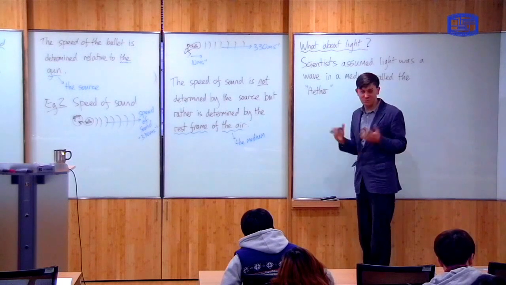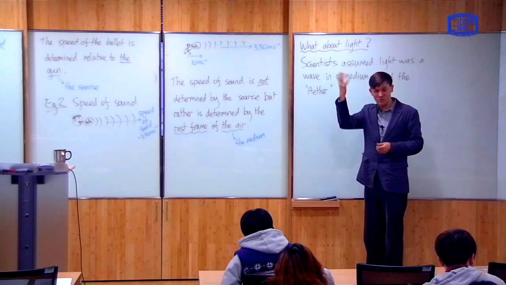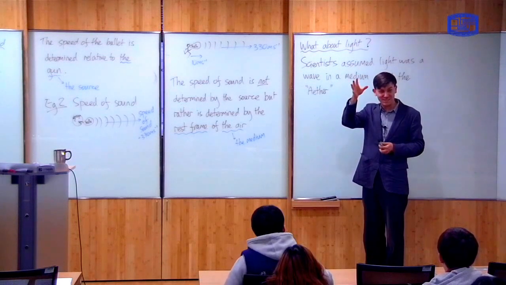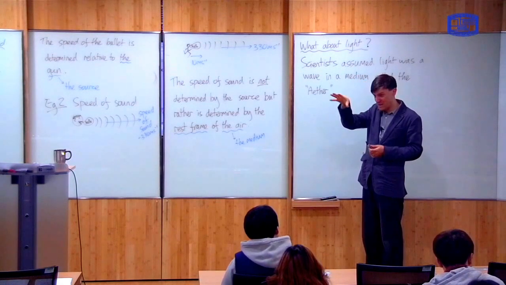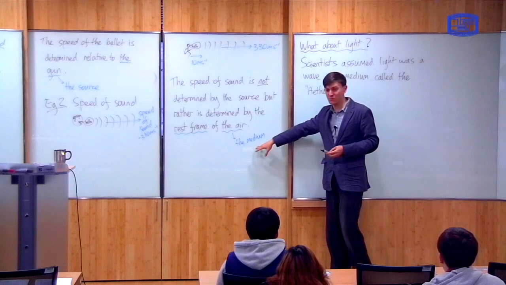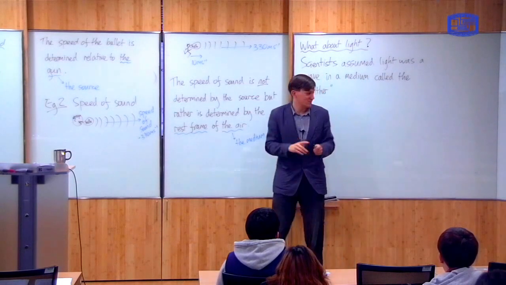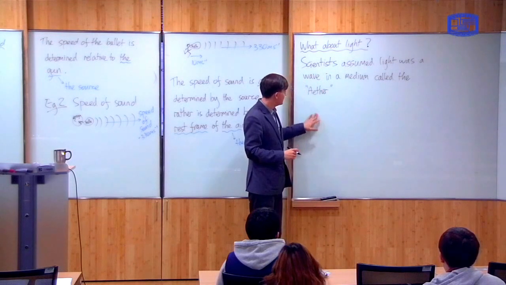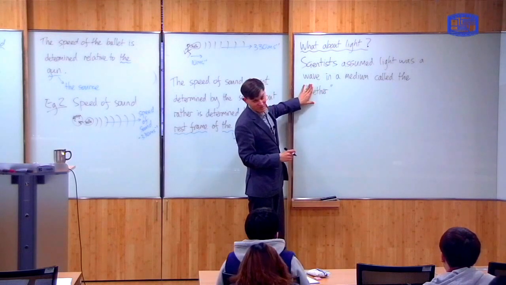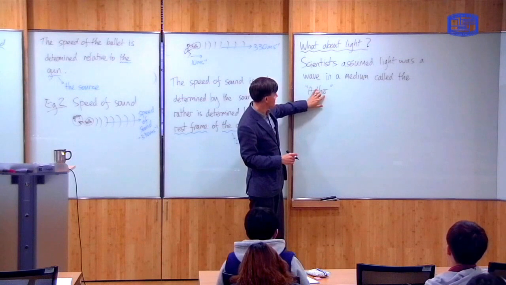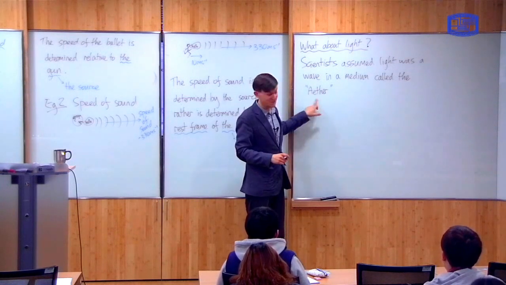We can't detect this, so they just thought of a name. They literally invented it. Light seems to behave like a wave, therefore it should have some medium in which it travels. Let's call it the ether. It's just that simple. Some people spell it without the A, by the way, so you may see E-T-H-E-R or A-E-T-H-E-R. I'm going to use this one.